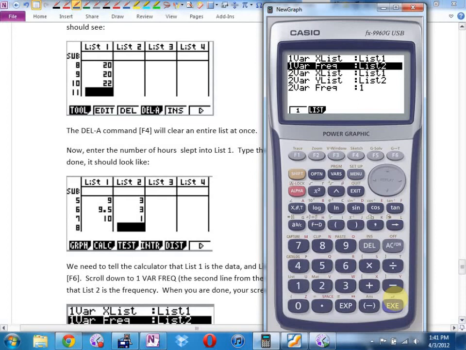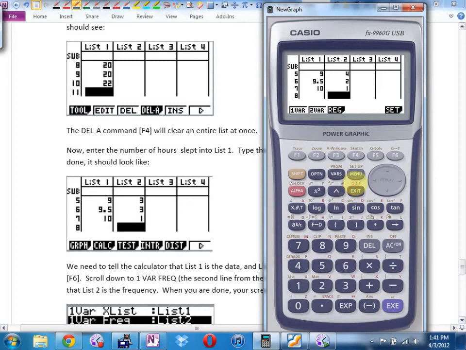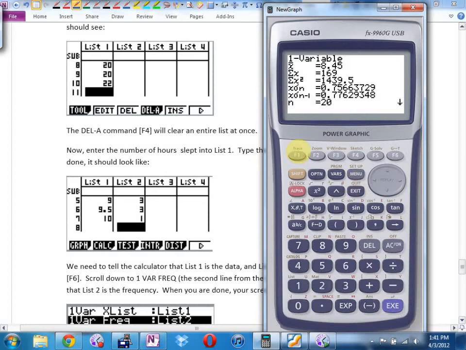By the way, if you want to go back to putting a 1 there, you hit F1 and it'll assume each thing is just once. But I want to go back to frequency is in list 2. How would I back up one menu? Exit. And then do you remember what we hit to get all the numbers? It was one variable calculation, F1. You should have the same numbers as me.